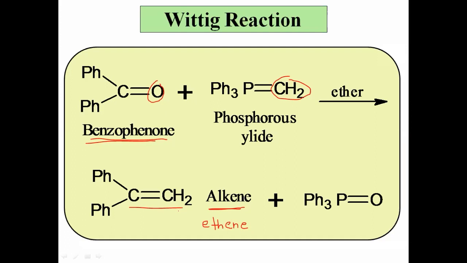Let us see the mechanism of this reaction. What is meant by mechanism? It is the detailed study of the reaction: how that conversion occurs, how benzophenone is converted into the alkene, how that carbonyl compound converts into the corresponding substituted alkene, what intermediates are formed during the reaction, how the bonds undergo breaking, and how new bonds form. I will explain how that reaction actually takes place.